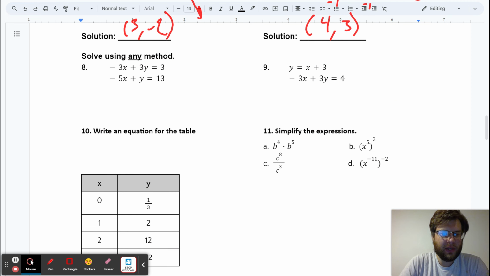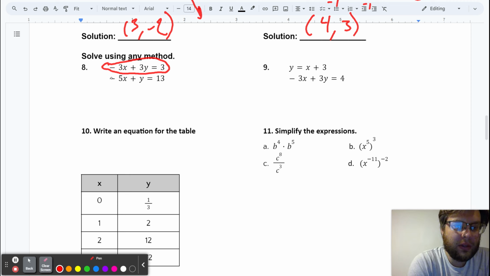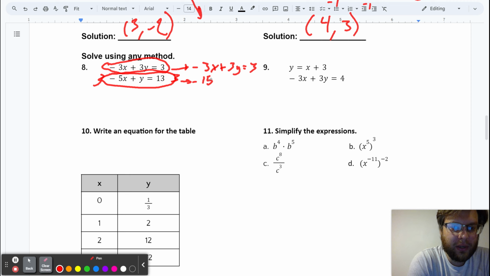Okay. Solve using any method. So on this problem here, because they're lined up on top of each other, the x's and the y's are lined up on top of each other, I'm going to multiply this bottom equation actually by 3 and just rewrite the top equation again. So I have negative 3x plus 3y equals 3. And I multiplied this bottom equation by 3. So 5 times 3, 1y times 3, 13 times 3.